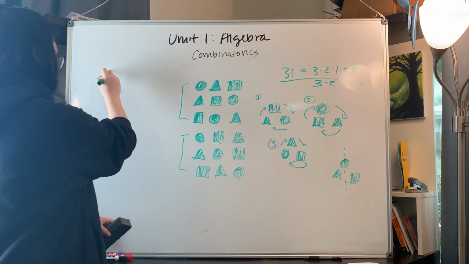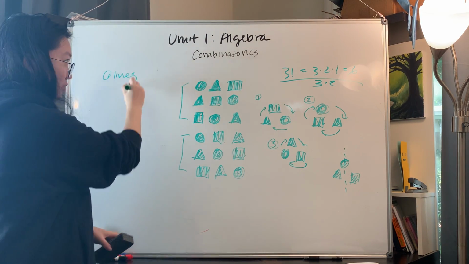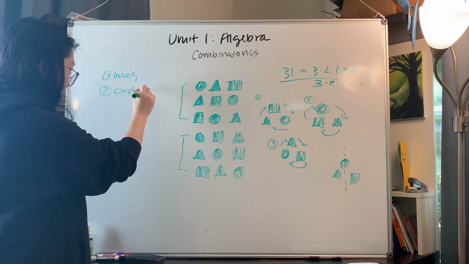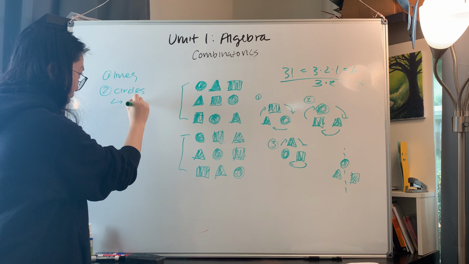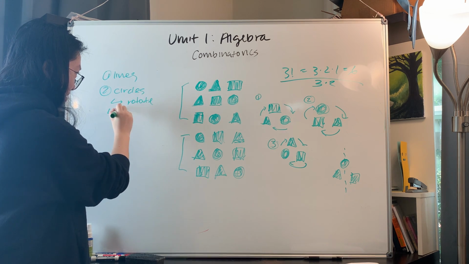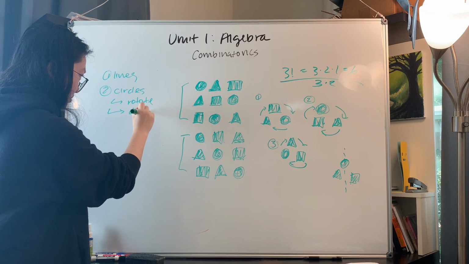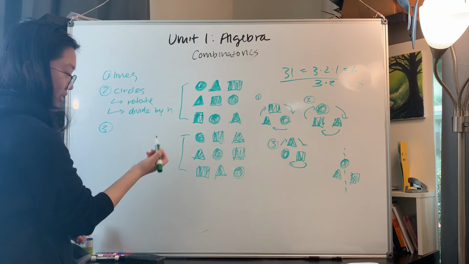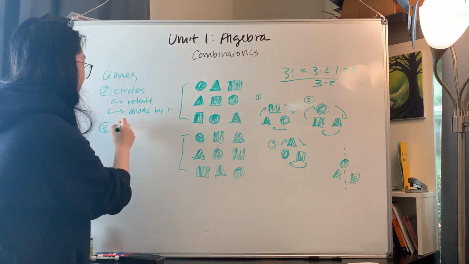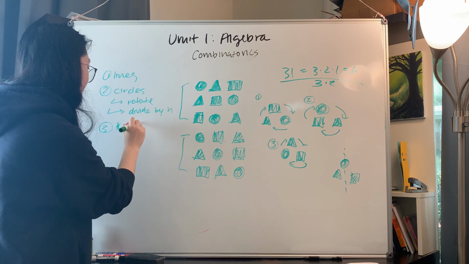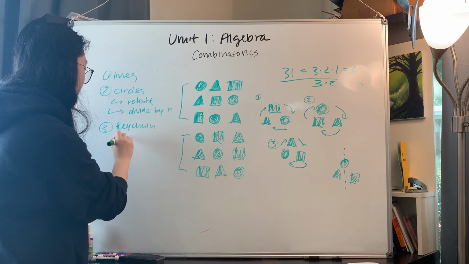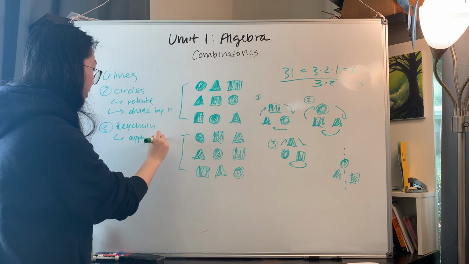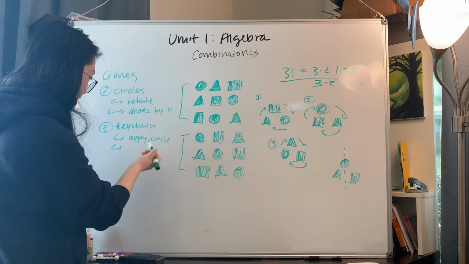So first, we have lines, which is basically what we talked about before with permutations. Then we have circles, and in circles, we can rotate. And because we can rotate it, we also have to divide by n. And then for the third one, we have keychains. In a keychain, we also have to apply the rules for circles, but we also have to divide by 2 because we can reflect it.